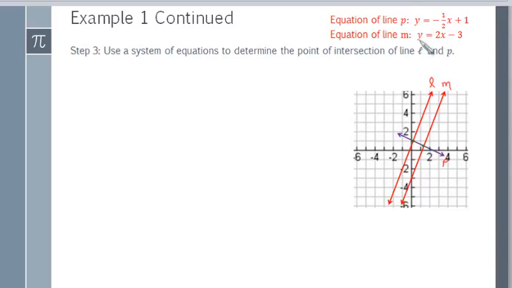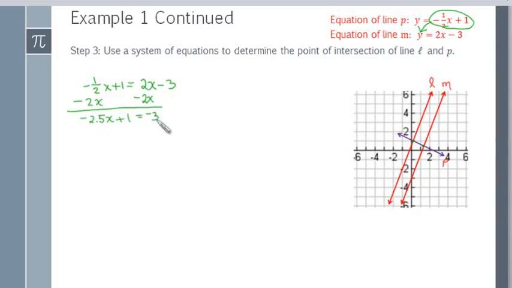I have both of these equations already solved for y. So I'm just going to take one of them and substitute it in for y in the other. So I end up with negative 1/2 x plus 1 equals 2x minus 3. Now I have an equation with just x, and I can solve for x. Okay, I'm going to subtract 2x from both sides. I get negative 2.5x plus 1 equals negative 3. And then I'll subtract 1 from both sides. Lastly, I'll divide by negative 2.5. And I find that x is equal to 1.6.